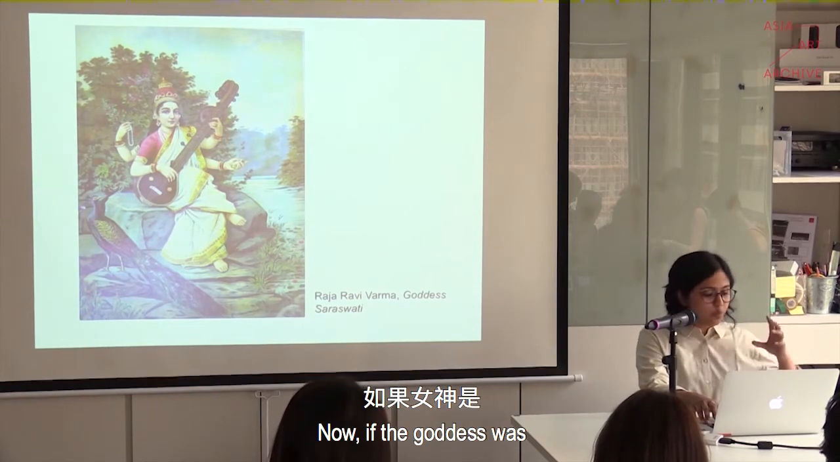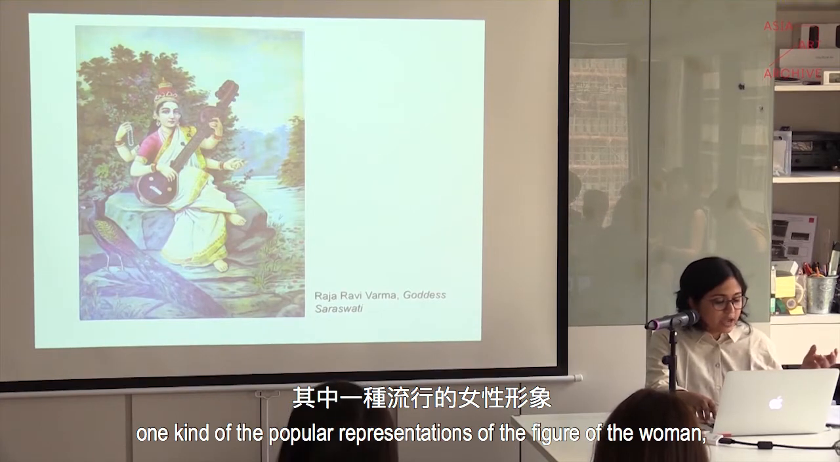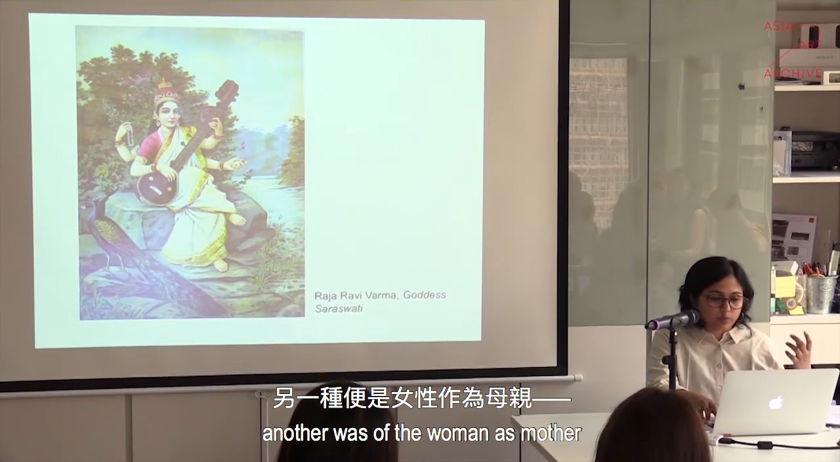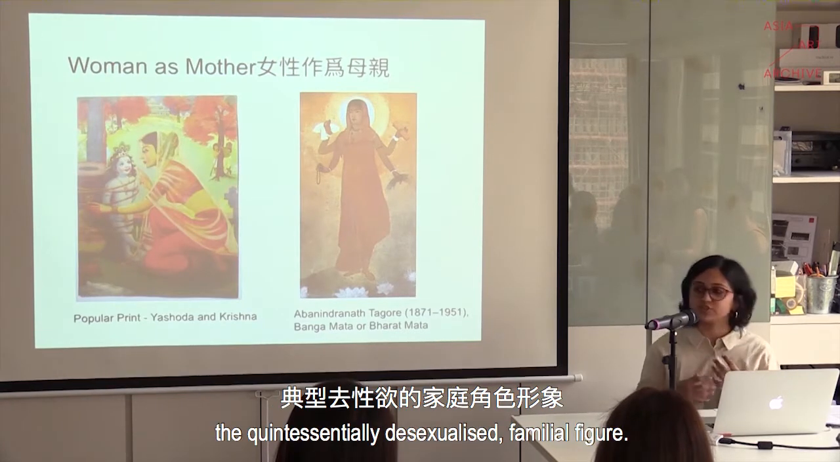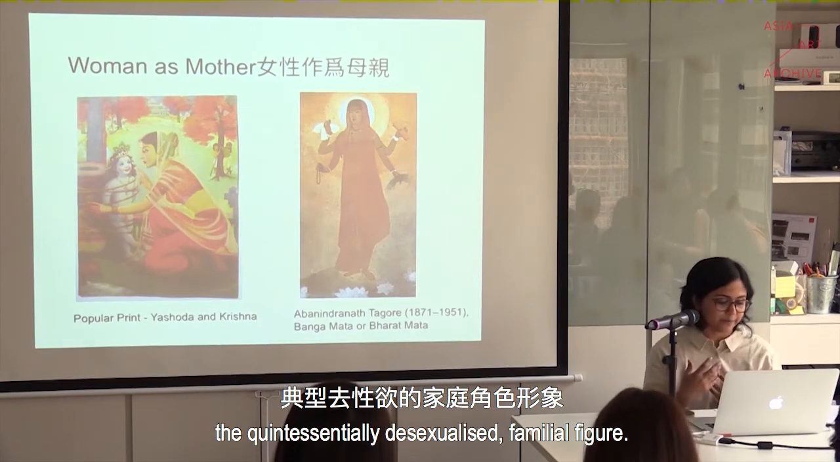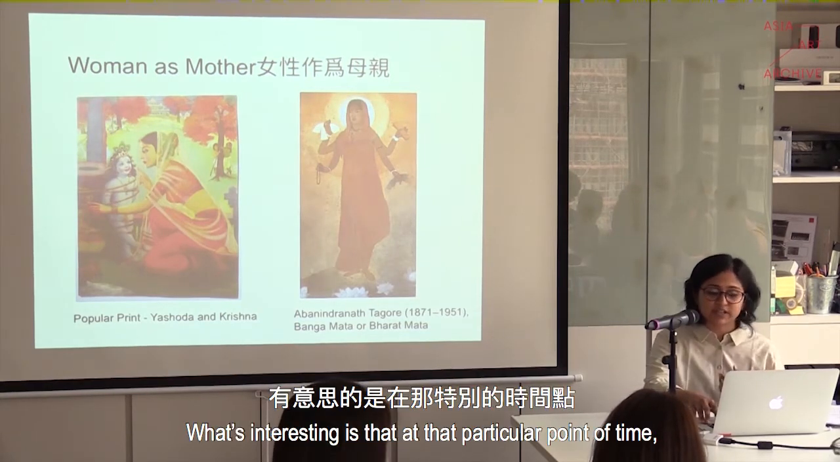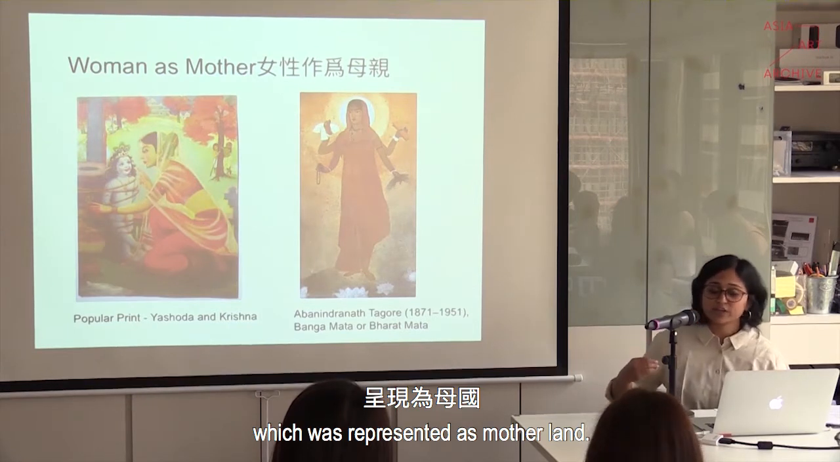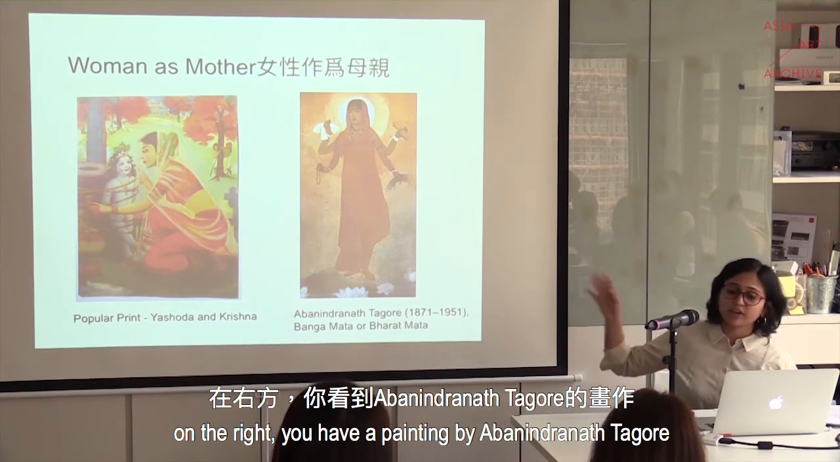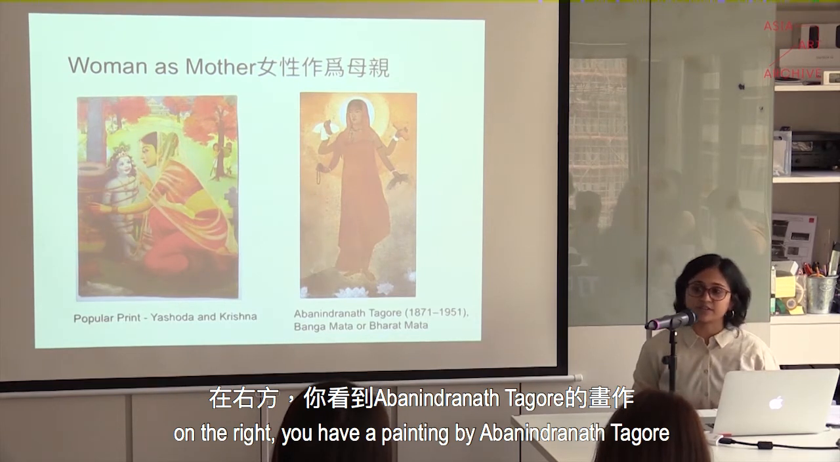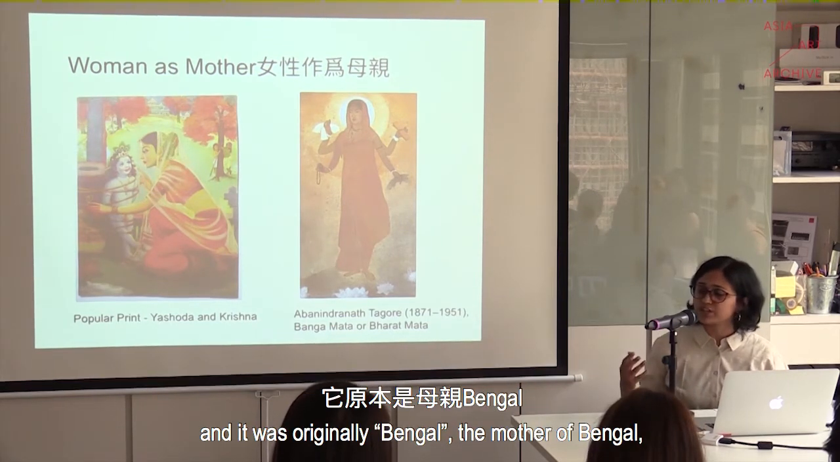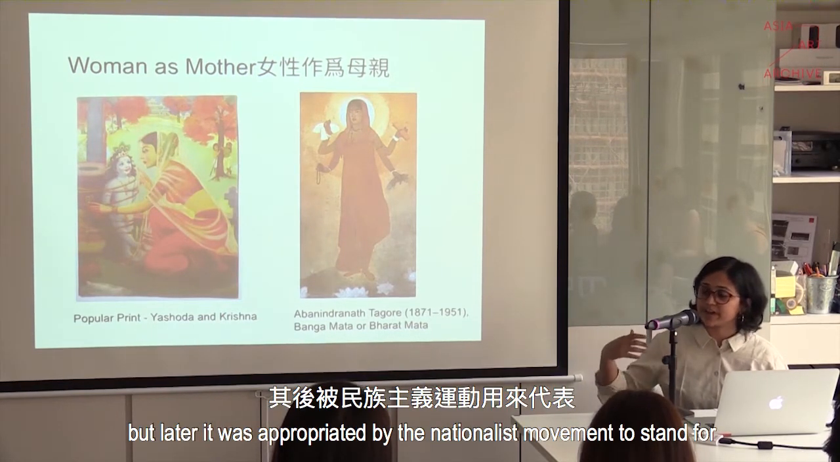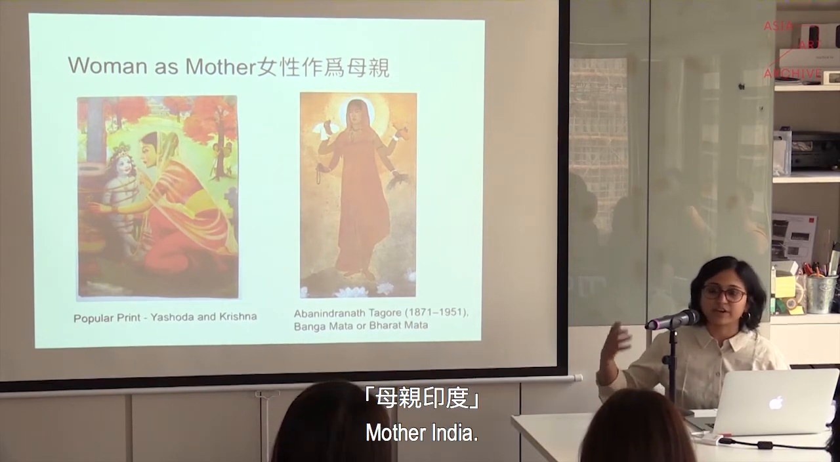Now, if the goddess was one kind of popular representation of the woman, another was the woman as mother, right? The quintessential desexualized familial figure. And what's interesting is that at a particular point of time, this figure of the mother gets transposed onto the nation, right, which is represented as motherland. So here, for instance, on the right, you have a painting by Abanindranath Tagore, and it was originally Bengal, the mother of Bengal, but later was appropriated by the nationalist movement to stand for Mother India, right?